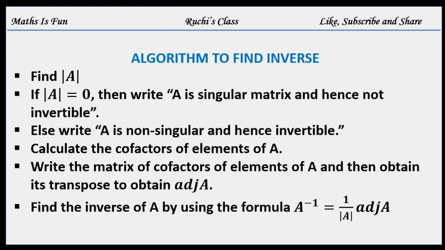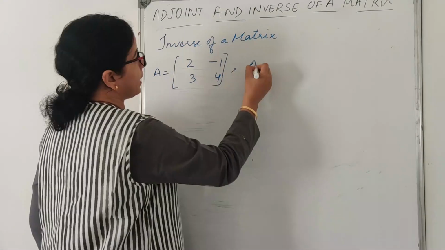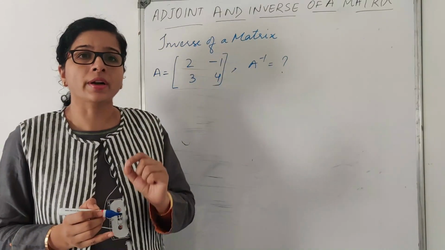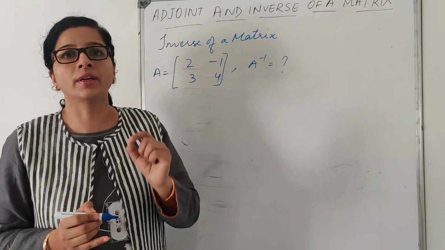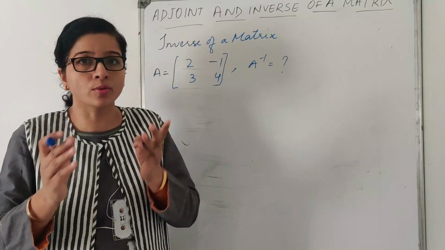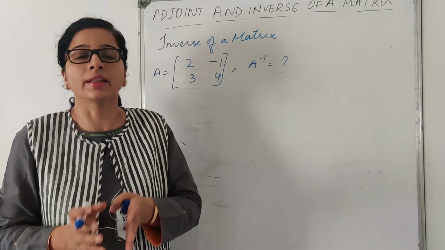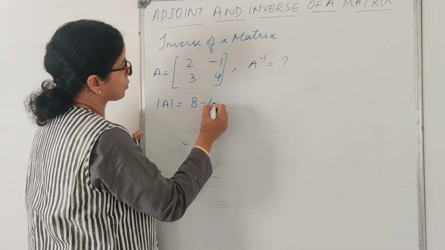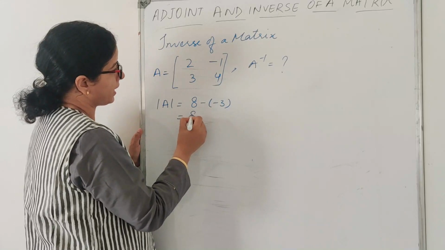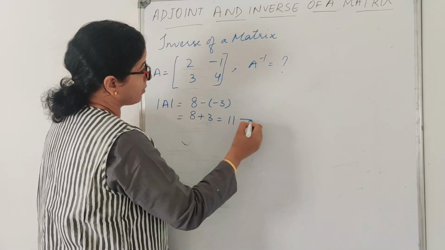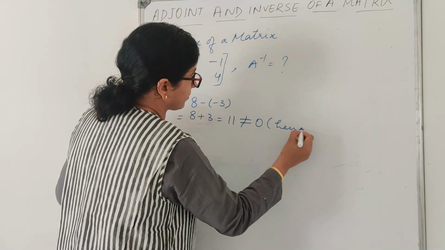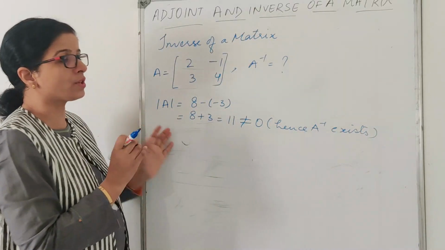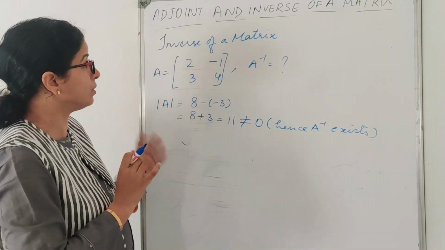So let us solve one example. So this is my matrix and I will find A inverse for it. Okay. So first of all, what we have to do? Major and most important step, first find out the determinant of A. If it comes out to be 0, no need to find cofactors and everything, then the inverse does not exist. Okay. So first of all, we'll calculate the determinant. So 8 minus of minus 3, which is equal to 8 plus 3 equals 11, which is not equal to 0. Hence, A inverse exists. This is the condition for the inverse to exist: your determinant is not equal to 0.